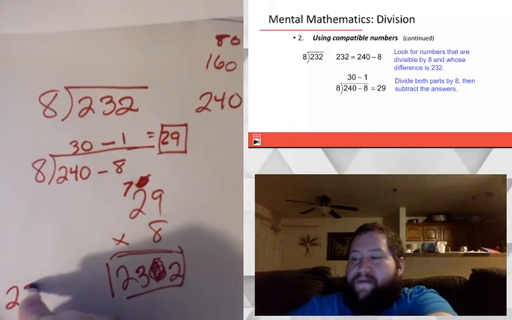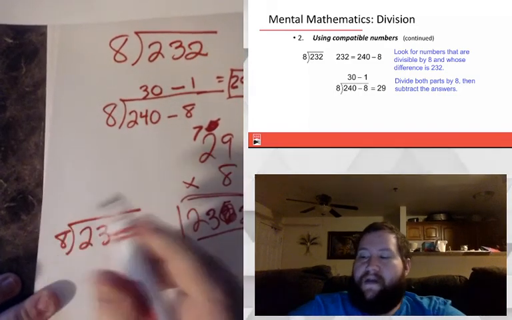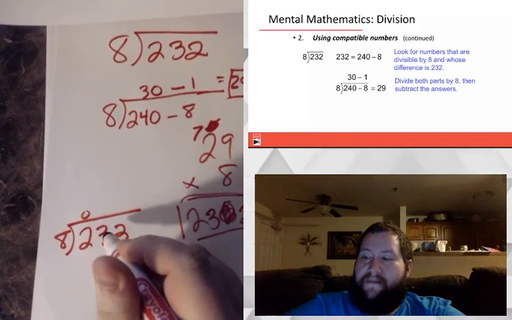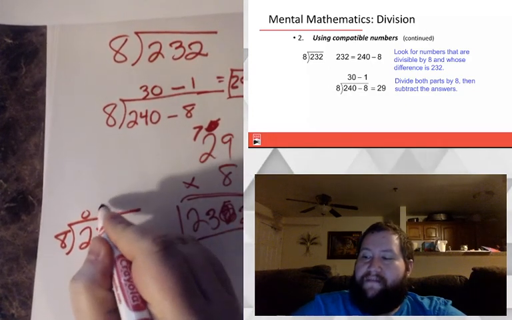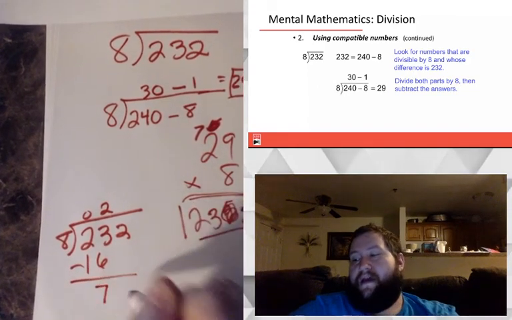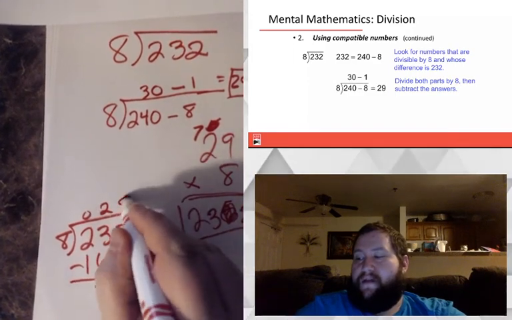232, move this up, divided by 8. There are no 8s in 2. There are, however, 2 in 23. 2 8s are 16. We have 72. And then we have 9 of those. 72, subtract, and we get 0.